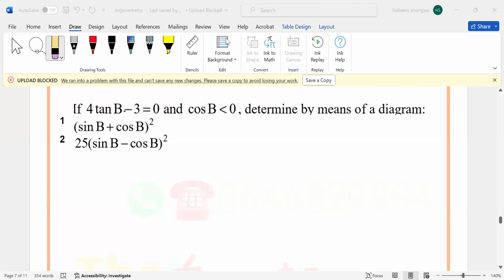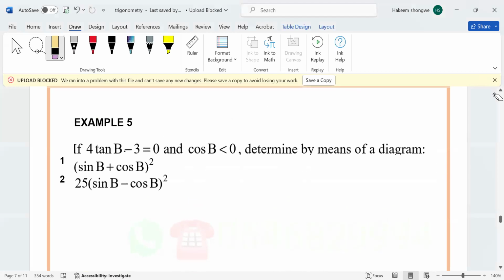So remember example number 3. Oh, example number 3, yes. On example number 3, we're trying to determine where our terminal arm is going to lie. Now, how do you know where your arm is going to lie? First, you need to make sure the trig ratio is the subject.